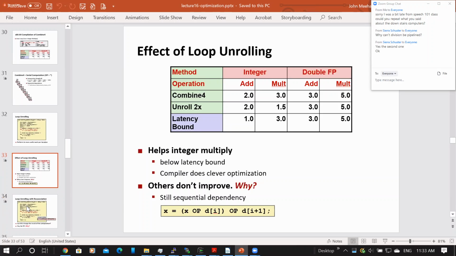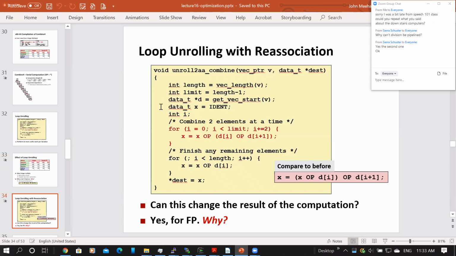So let's look at another example. We originally had this X op di, and then we had the op of di plus 1. Now we want to do what's called reassociation within the loop unrolling. So rather than doing the pair on the left first, why don't I do the pair on the right first and see what effect that, if any, might have on how fast it could go? And then, of course, you've got to finish your remaining stuff.